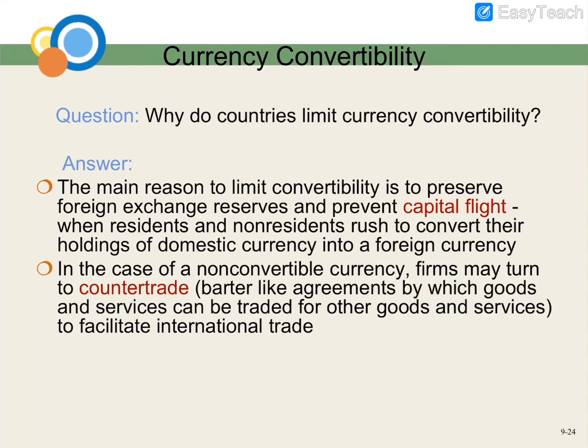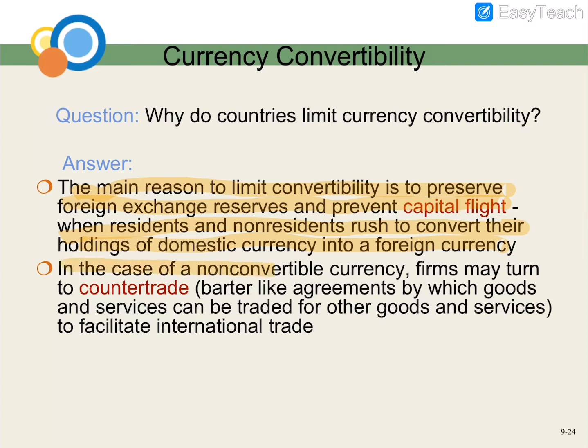Okay, why do countries limit currency convertibility? The main reason to limit convertibility is to preserve the foreign exchange reserves and prevent capital flight. Capital flight is when residents and non-residents rush to convert their holdings of domestic currency into foreign currency. That's why they are limited.